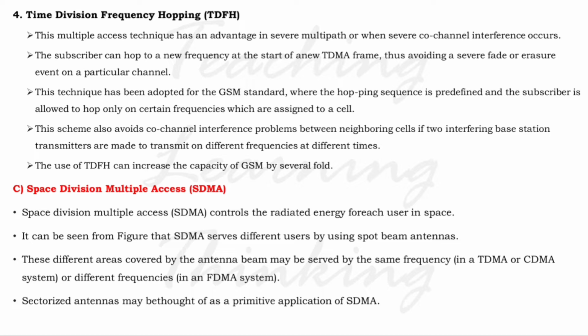The scheme also avoids the co-channel interference problem between neighboring cells if two interfering base station transmitters are made to transmit on different frequencies at different times. So time division frequency hopping avoids co-channel interference between neighboring cells. Use of TDFH can increase the capacity of GSM by several fold.